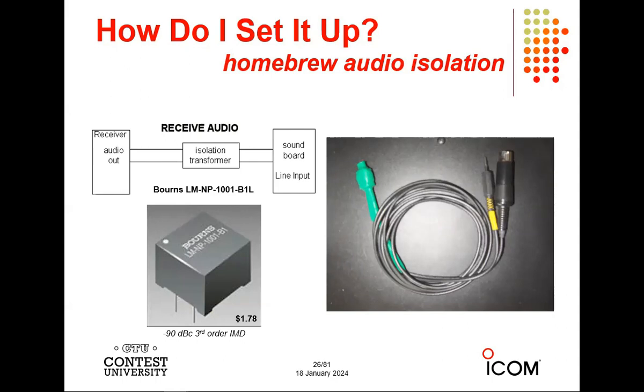are just one-to-one transformers. This is an example of a Bourns transformer. It's just a one-to-one transformer that completely eliminates any noise or hum or anything from differential voltage between your equipment. And this is one I made 20 years ago for a TS-950. I took one of these transformers, just hardwired the cables to it and put it in heat shrink, and put that between my computer and the radio.